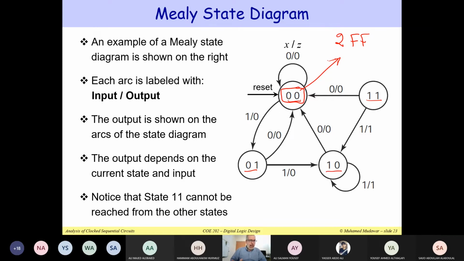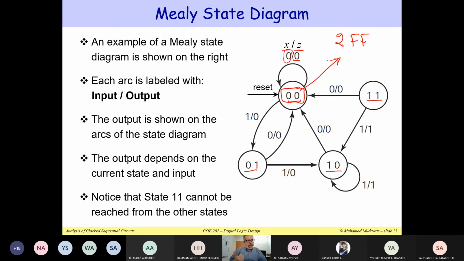Now notice that we can tell also from the state diagram whether this is Mealy or Moore. Notice that the arc shows 2 things. It shows the input X and it shows the output Z. The input X here is 0, the output here is 0. So we have the input, we have a slash, we have the output. So the output is shown on the arc. And if the output is shown on the arc, we can say that this is a Mealy. So this is the state diagram for a Mealy sequential circuit because the output depends on the state as well as on the input X.